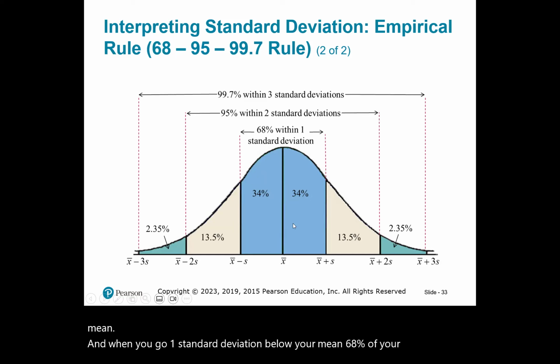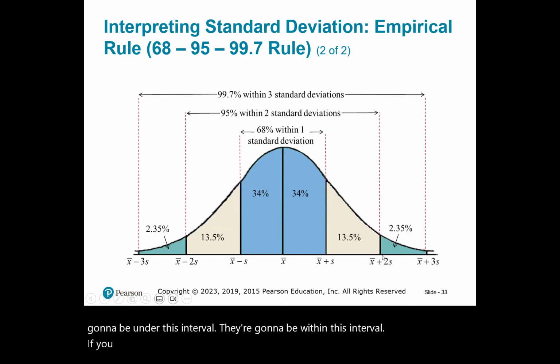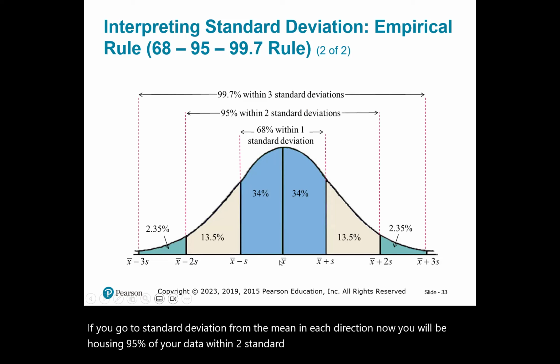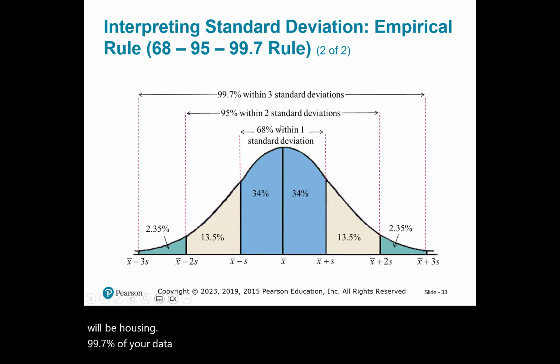is going to be within this interval. If you go 2 standard deviations from the mean in each direction, now you will be housing 95% of your data within 2 standard deviations away from your X bar. Finally, if you go 3 standard deviations in each direction, you will be housing 99.7% of your data under this curve. This is called the empirical rule.